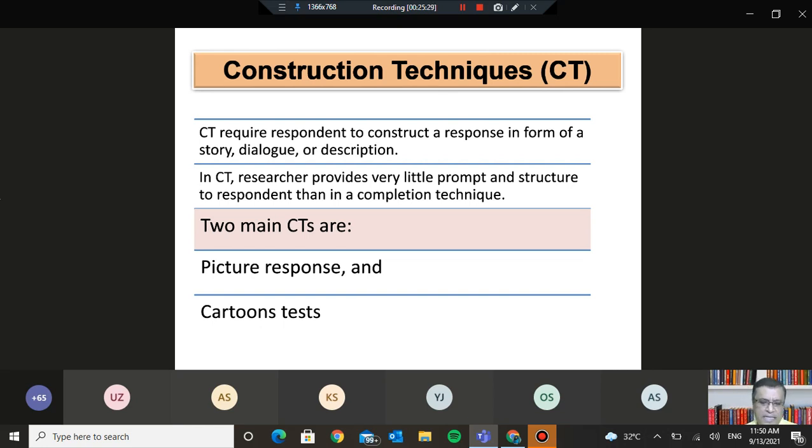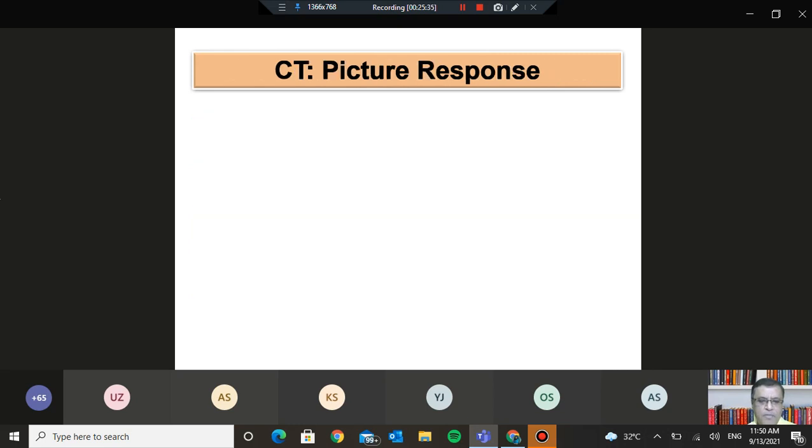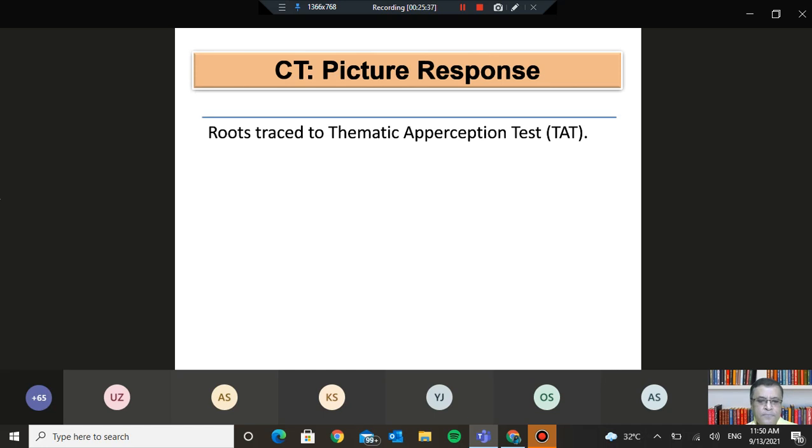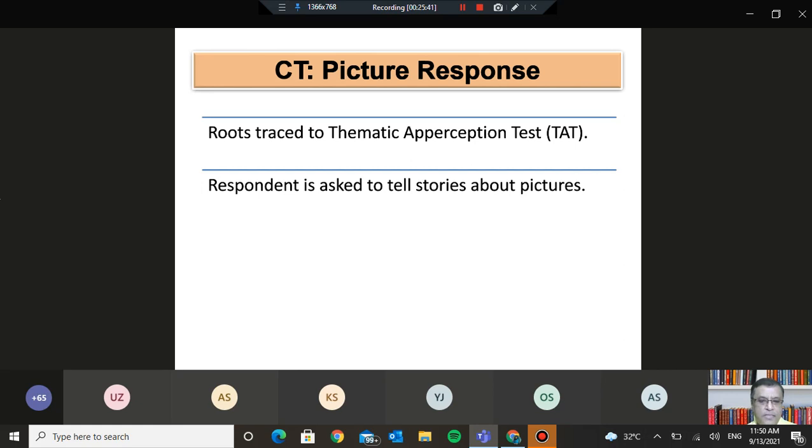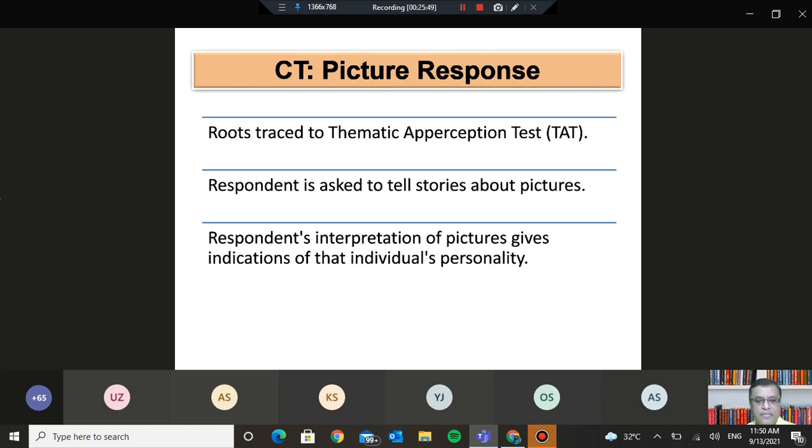Picture response, as you must have got an idea from the name itself, that some kind of pictures may be used. So in picture response, we are using a series of pictures. We expose the subjects to a series of pictures, and then we ask them to construct or narrate stories about the pictures which we are showing to them. Some researchers have even gone to the extent of suggesting how many pictures should be used, and then how to interpret the responses.